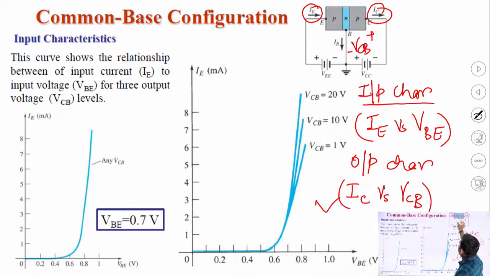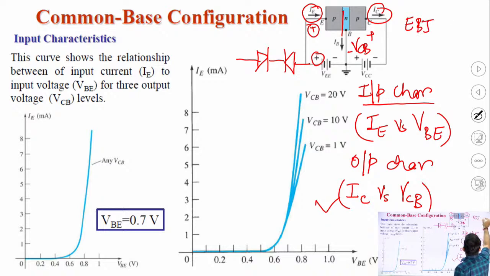We are already aware that the PNP transistor can be assumed as a switch. It can be assumed as two back-to-back diodes like this. So if the positive terminal of the battery is connected to the P side like this, the emitter base junction, EBJ, will be forward bias. Means this diode D1 will be forward bias, and this diode D2, the collector base junction, will be reverse bias.